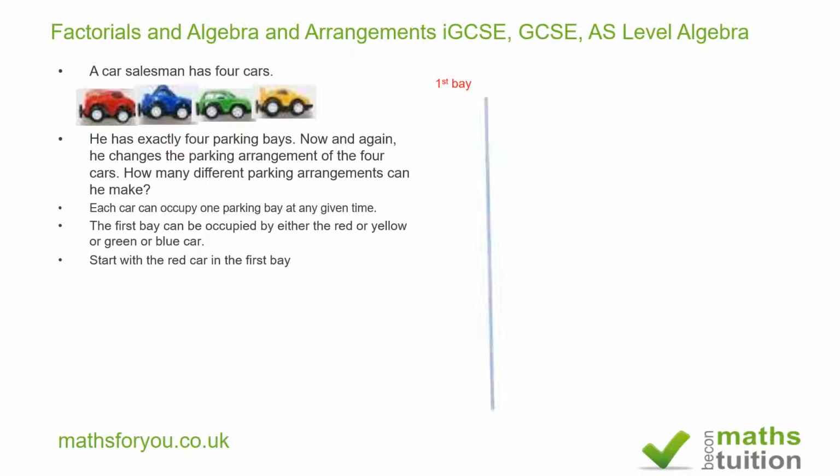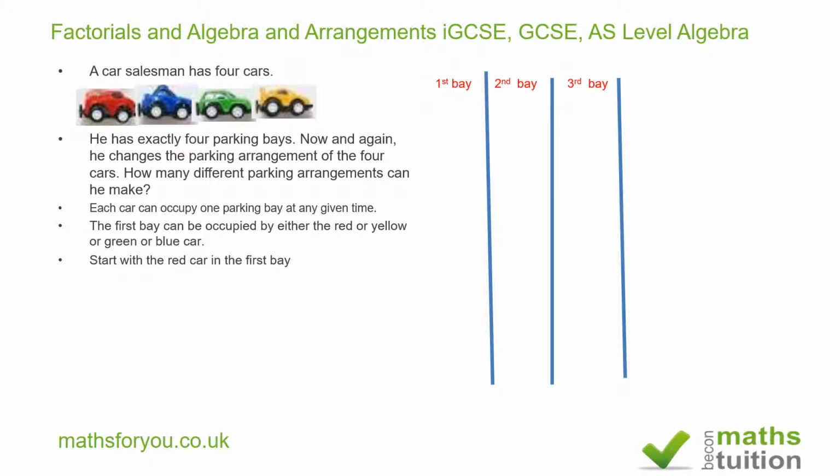Okay, my bays are these: first bay, second bay, third bay, and fourth bay. Now I'm going to start with my first operation, and my first operation is that of parking the red car in the first bay. Now don't forget, it can either be your red car or your blue car or the green car or the yellow car in the first bay. So now let's assume I started with the red car.